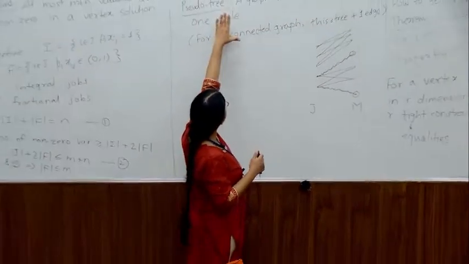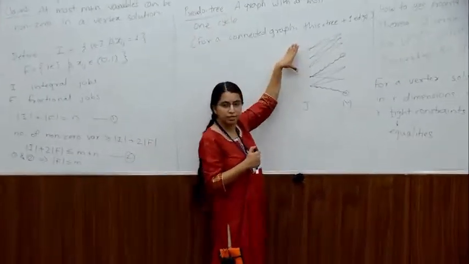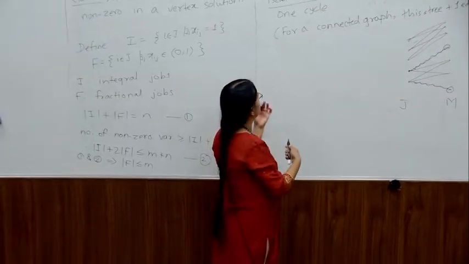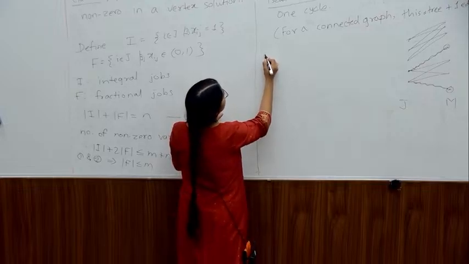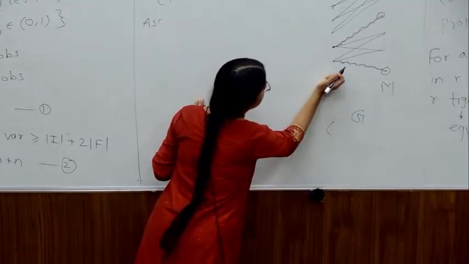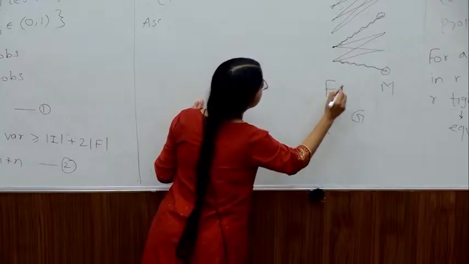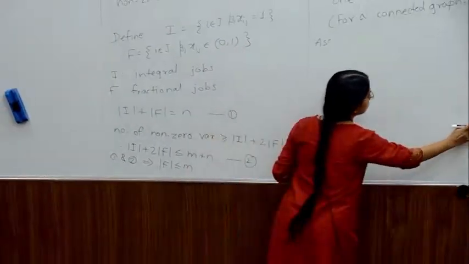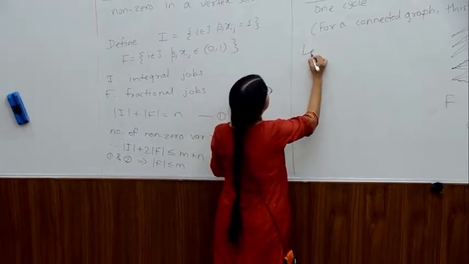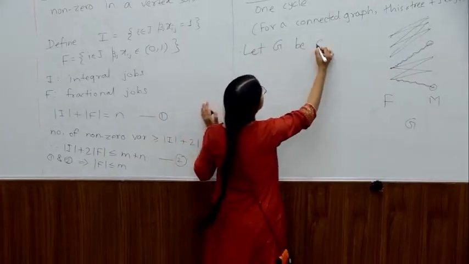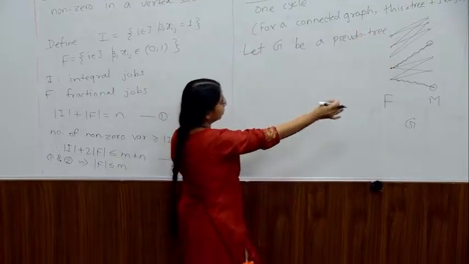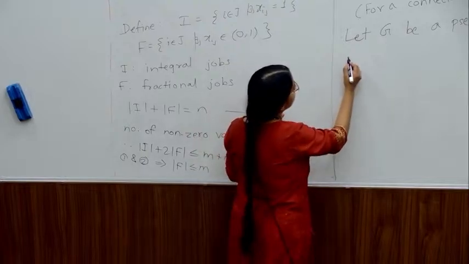Now if there is no leaf, we can only have a collection of vertex disjoint cycles because of this property. So let me write all this down. So this is G. I will not write J here, I will write F here so that you will remember that we are focusing on fractional jobs. So let G be a pseudo tree. We will show that it is a pseudo tree in a moment. But currently assume this and complete our algorithm. So suppose G is a pseudo tree.